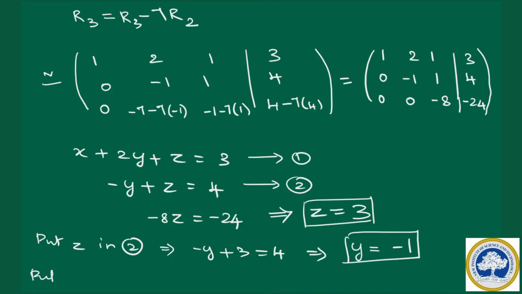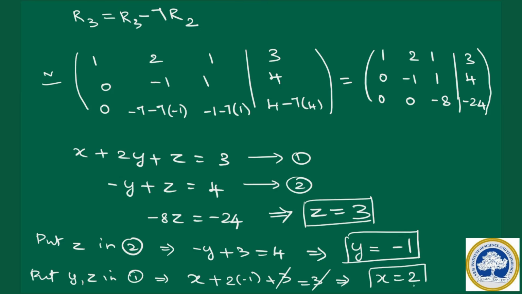Now you put y and z in equation 1. You will be getting x. So x plus 2 into minus 1 plus z, which is 3, is equal to 3. So from this, 3 cancels, minus 2. So x is equal to plus 2 is the answer. So now the solution for the given equations are x equal to 2, y equal to minus 1, z equal to 3. So likewise we can find the solution using the Gauss elimination method.